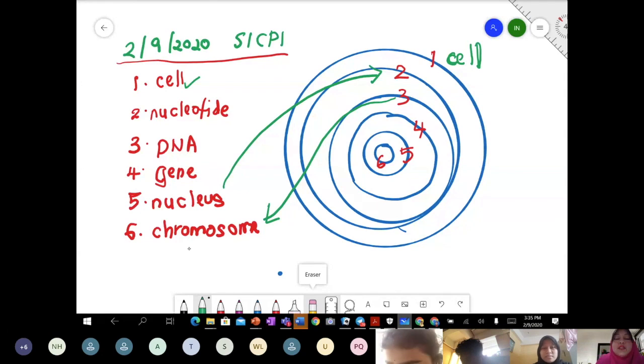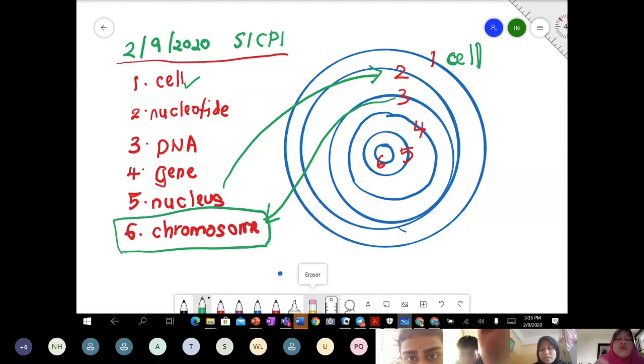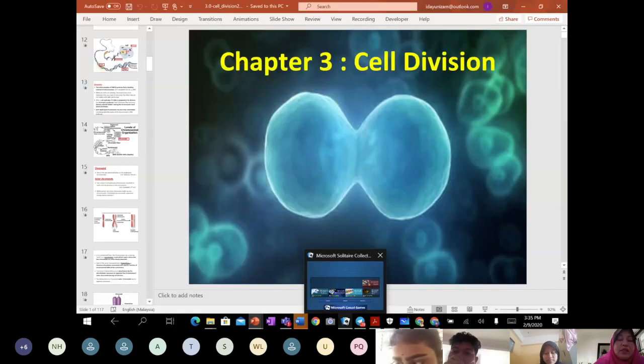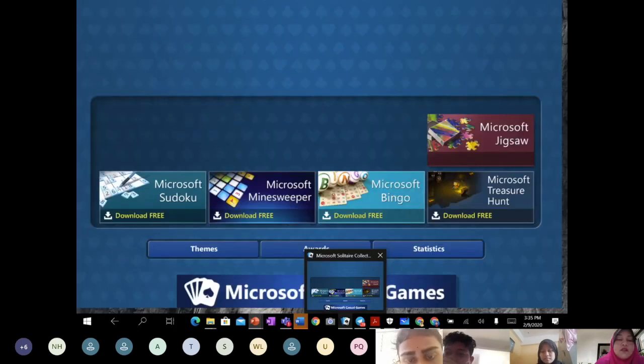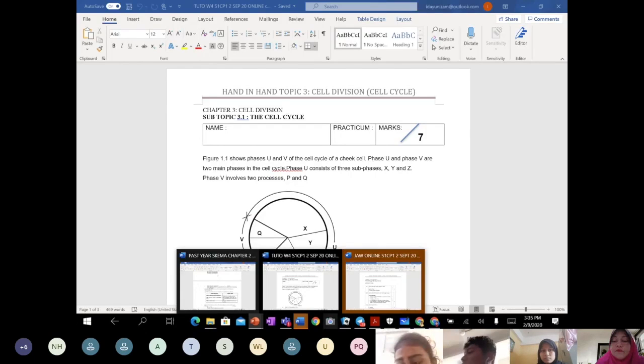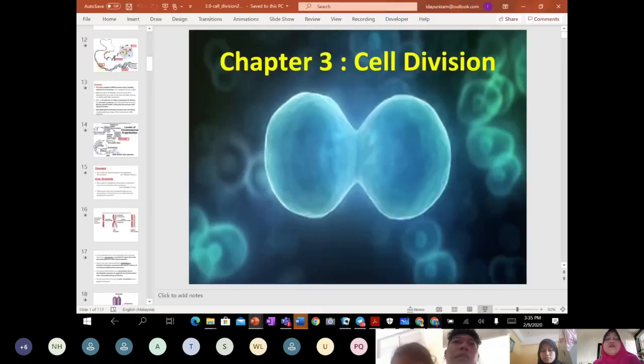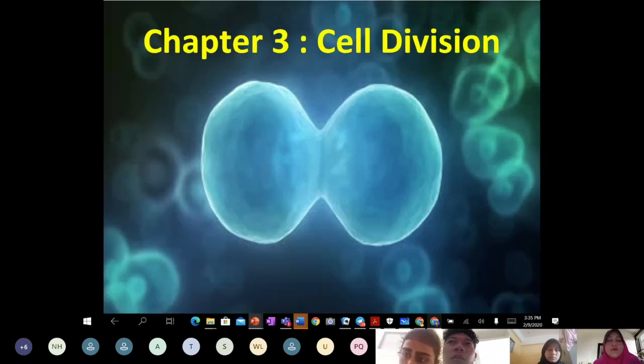So chapter 3, this is what we are going to observe: the behavior of chromosome. When we open up the chromosome, you can refer to your notes in class. It is in your notes. You can refer to your notes here.